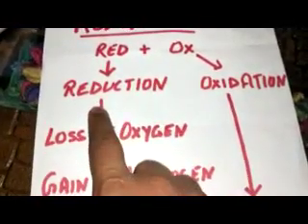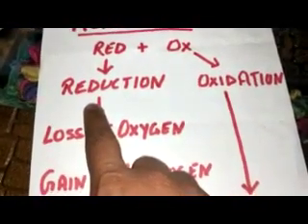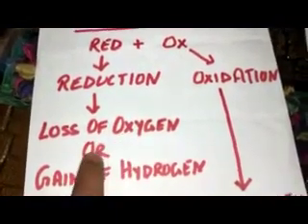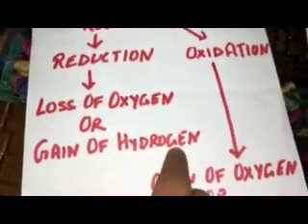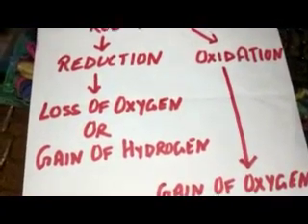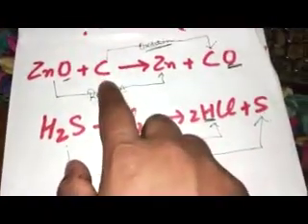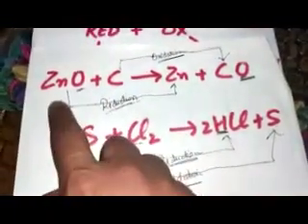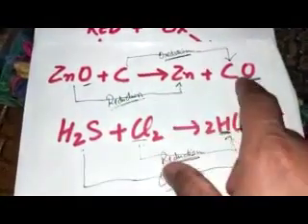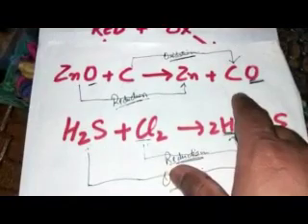First of all, reduction. What is reduction? It is a process in which there is a loss of oxygen or gain of hydrogen in a chemical reaction. For example, let's focus on this equation. In this equation, zinc oxide and carbon react together to form zinc and carbon monoxide.